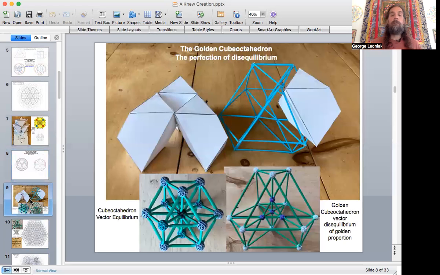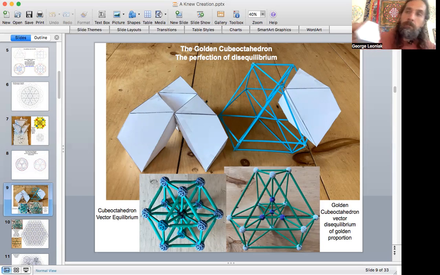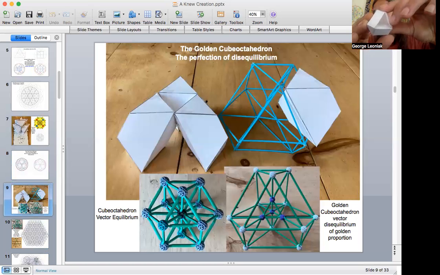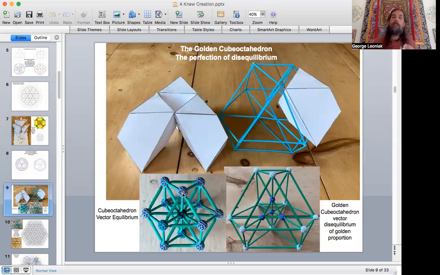But let's just talk about the golden cube octahedron. So this is the golden cube octahedron. I want to compare that to the vector equilibrium. I've got a little golden cube octahedron here. So there it is. It's got golden rectangle faces, large triangle, small triangle. All the edges are in golden proportion. We get a little window into the inside here, so we can see that there's a golden hexagon on the inside of this. And it's really made up of 4 golden hexagons, which is different than the cube octahedron, which is made up of regular hexagons.